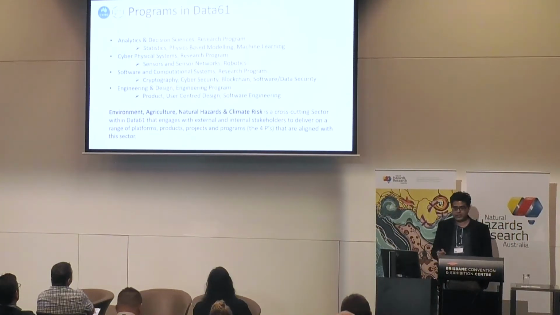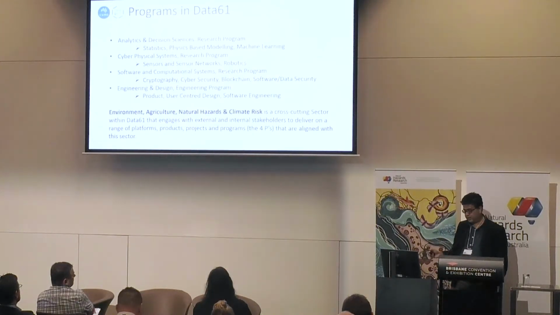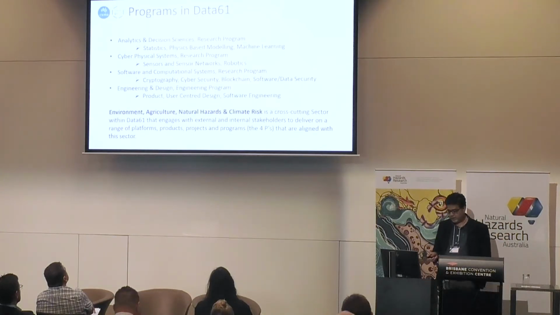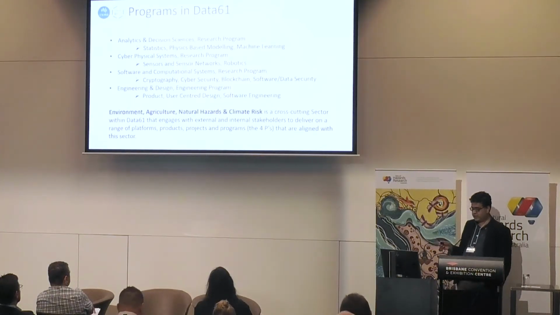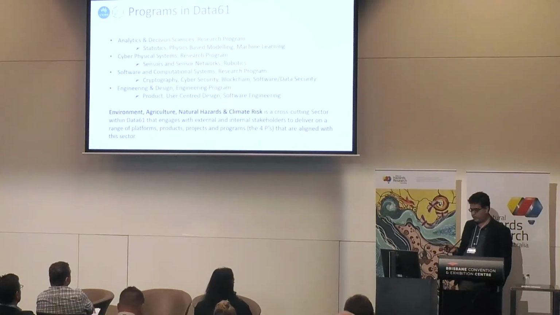And then we've got engineering and design, which is very much an integral part of the research programs, but it's focused on product, user-centered design, and software engineering. The environment, agriculture, natural hazards, and climate risk is a sector within Data 61, and it's cross-cutting. And we develop a range of platforms, products, projects, and programs that are aligned with that sector.